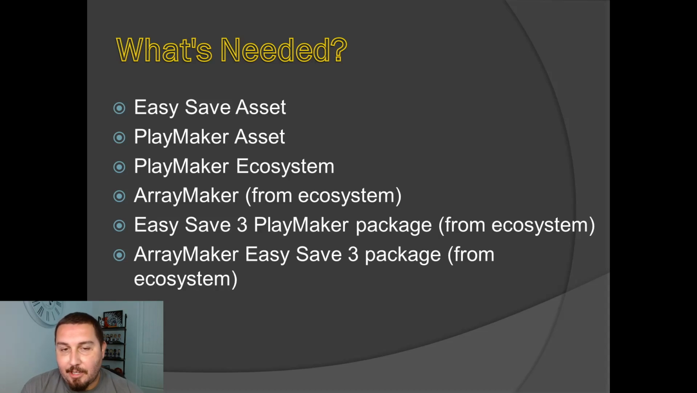When you download Playmaker, you're going to need the Playmaker ecosystem. Once you have the ecosystem, you're going to need to download the ArrayMaker package from the ecosystem. While you're in that ecosystem, you're also going to need the Easy Save 3 Playmaker package, also from the ecosystem. And then the last thing you're going to need, there is another package in there, the ArrayMaker Easy Save 3 package.